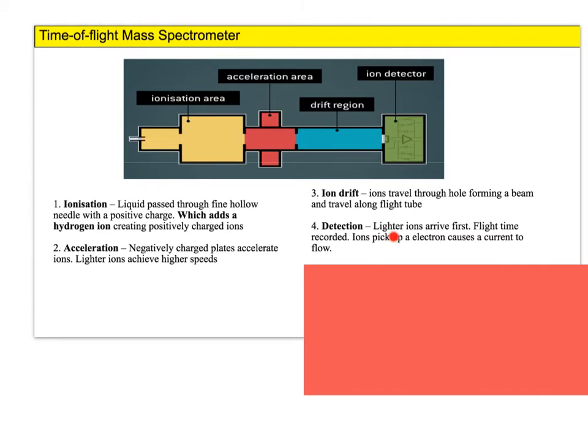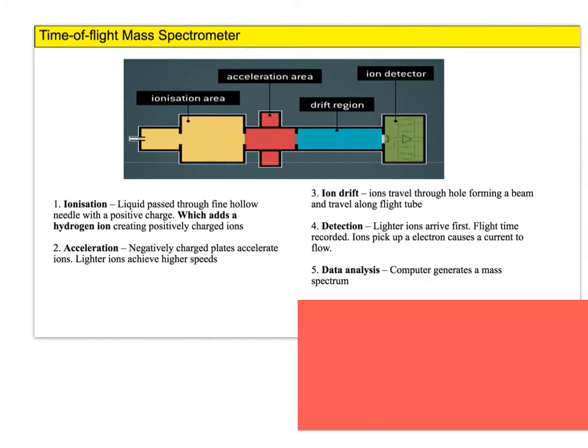In the detector, the lighter ions arrive first. Flight time is recorded. Ions pick up an electron, causing a current to flow. And finally, this is the data analysis. The computer generates a mass spectrum.